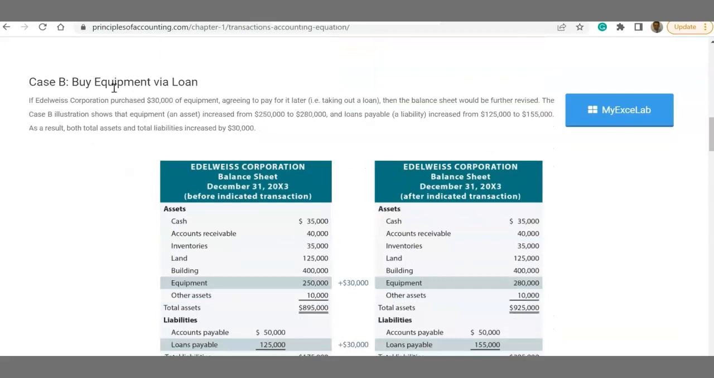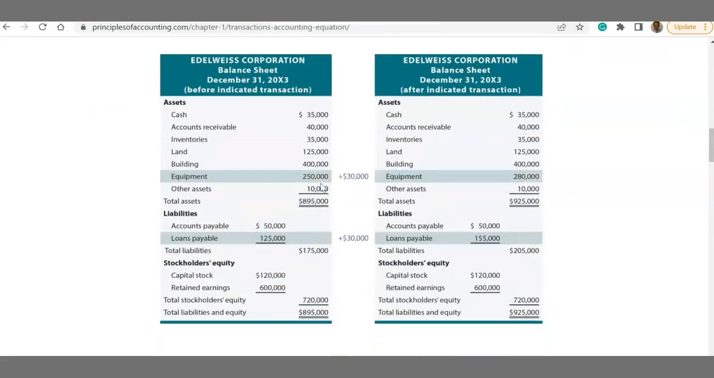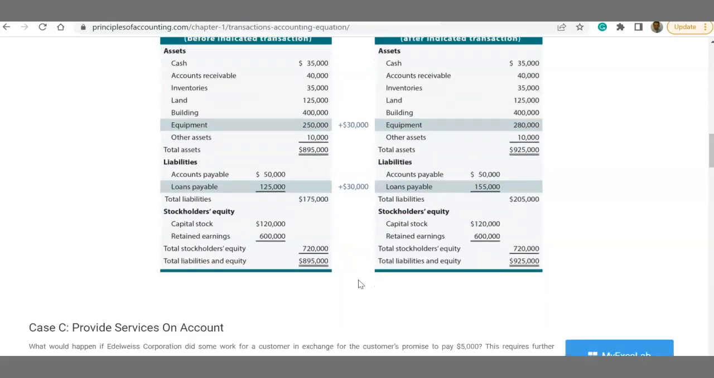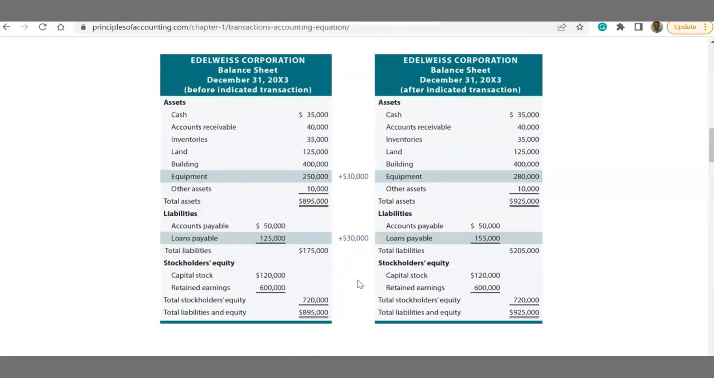There's another scenario here, where they bought an equipment by borrowing. Again, you see the equipment goes up by $30,000, from 250 to 280. But at the same time, the liability also goes up by $30,000, from 125 to 155. So still the equation is equal, but just the numbers are changed. So this is a double entry transaction in accounting. Any question for me, please?